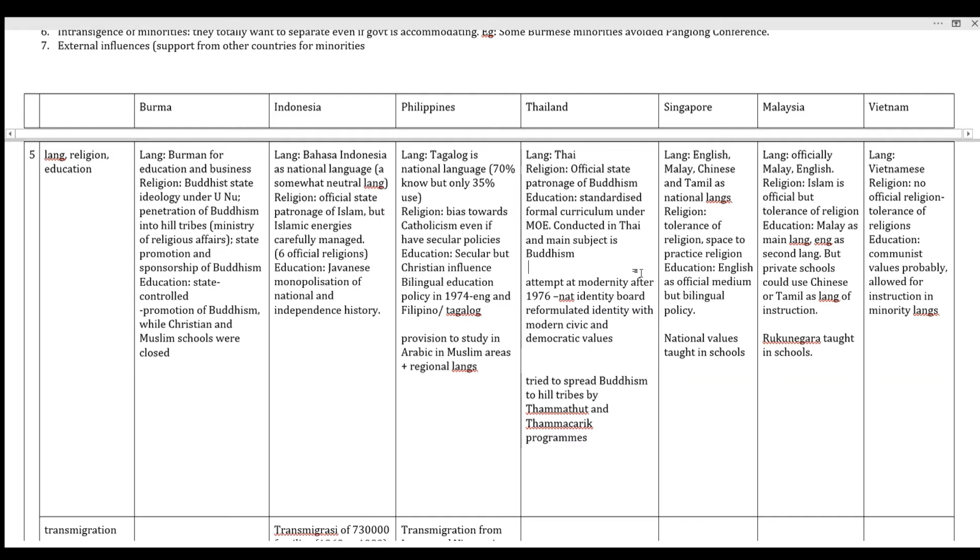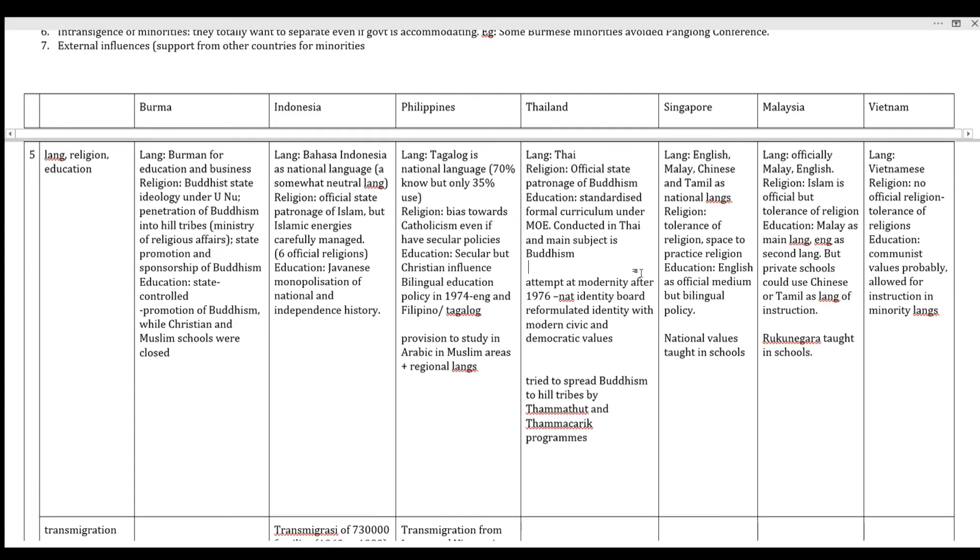I guess for Malaysia they have different ways of doing things. They use officially Malay and English, and they have an official religion which is Islam, but they are fine with people practicing other religions. And education, they usually use Malay because I guess it makes sense. Malay is their national language, and they use English as well. It also allows certain private schools to use Chinese or Tamil as their instructional language. And yeah, that is the case. You can definitely see quite a few schools that are particularly catered to Chinese or Tamil, and that's pretty interesting.